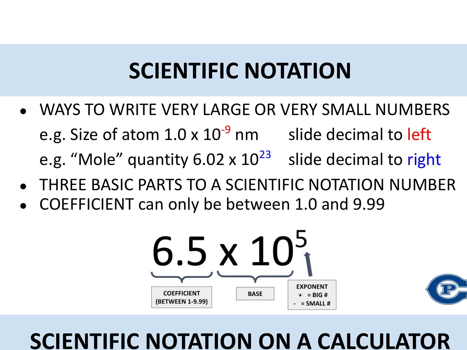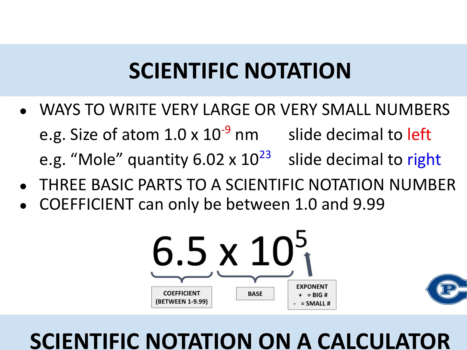You're going to see where you have the coefficient, and this will always be between 1 and 9.99. You will never see a coefficient that has like a 10 or a 0 point because we need to be between that. If you do see it, that means you did not slide the decimal all the way over.